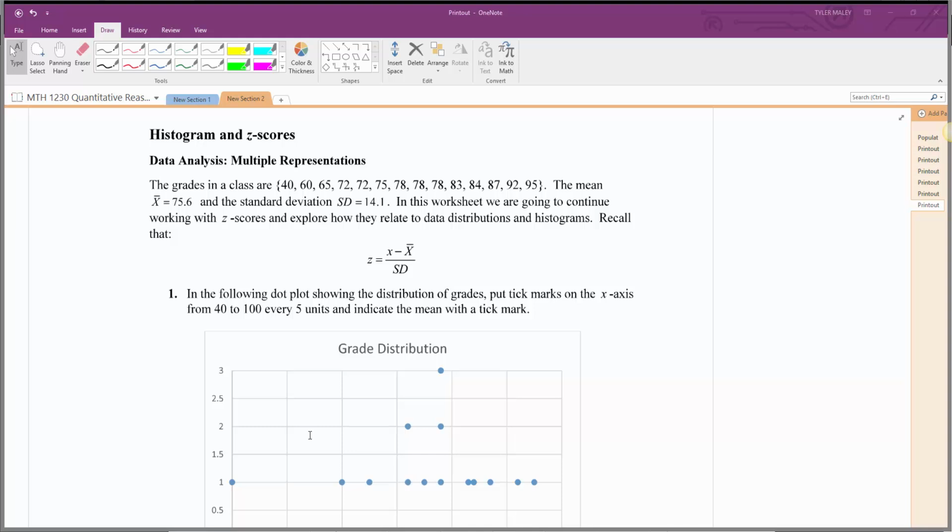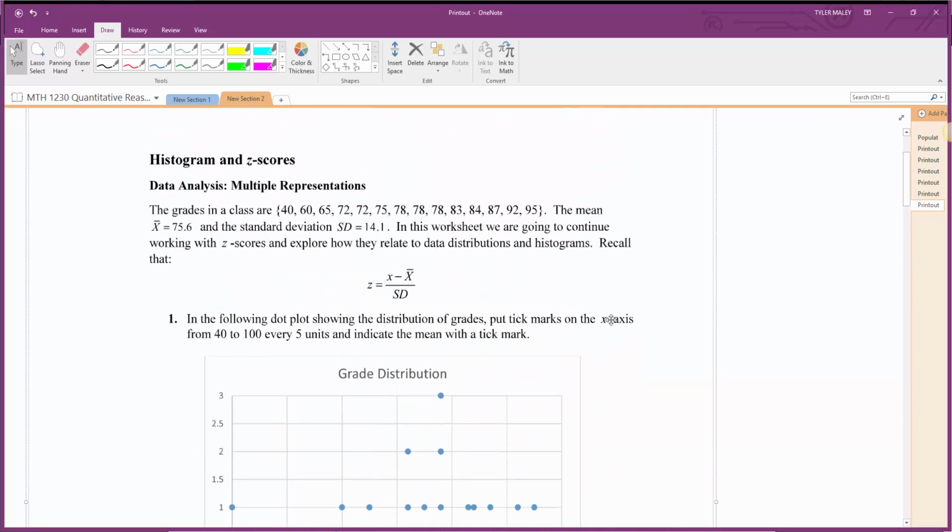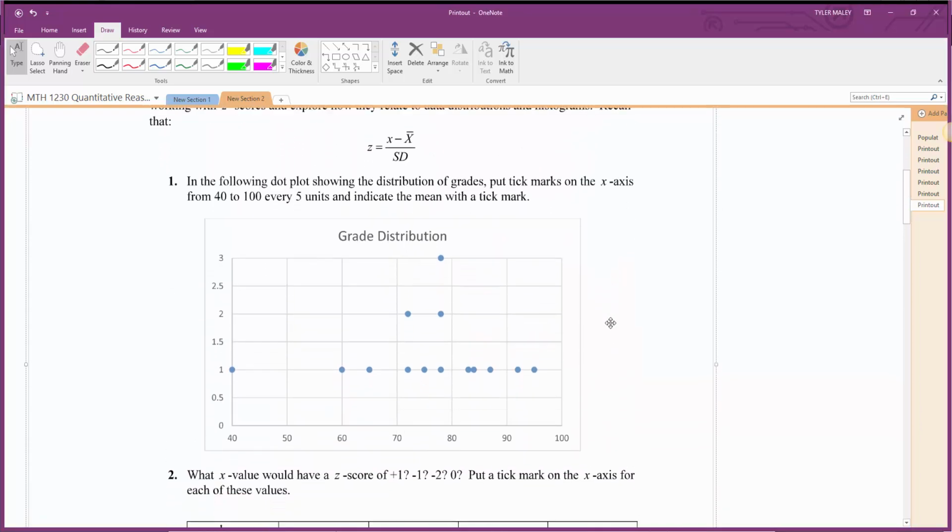So one important fact we want to recall is the formula for z-score, right? So remember that's taking our x value minus the mean divided by the standard deviation, and this tells us how many standard deviations away that data point is from the mean, right? Which is a ratio, right?